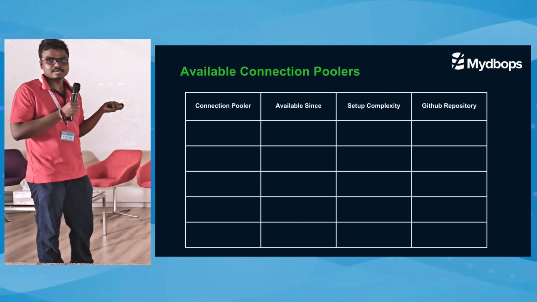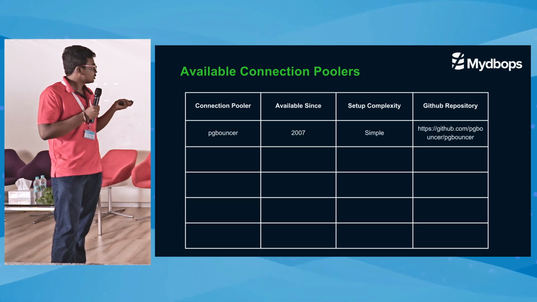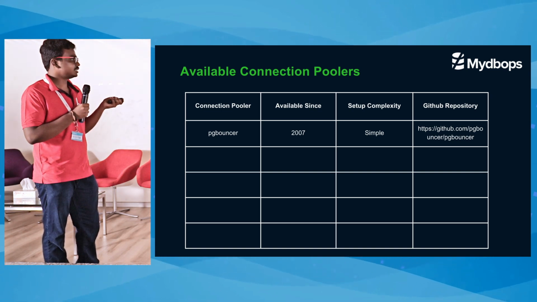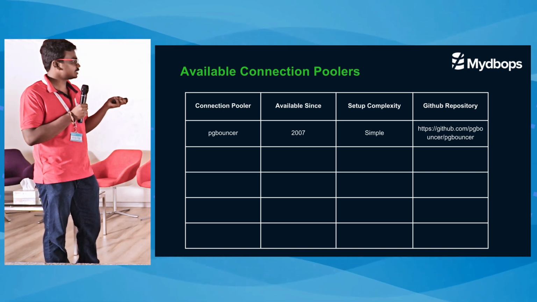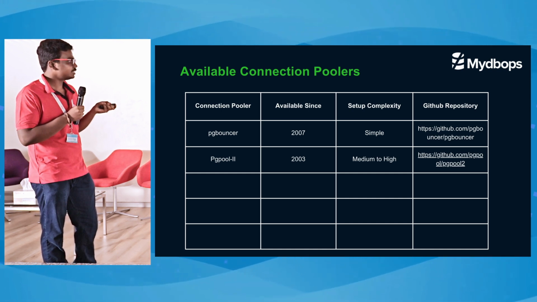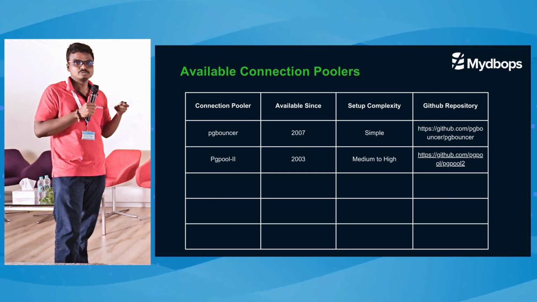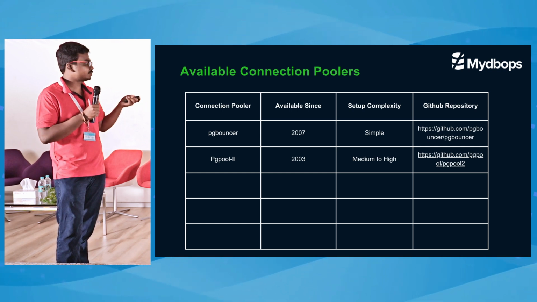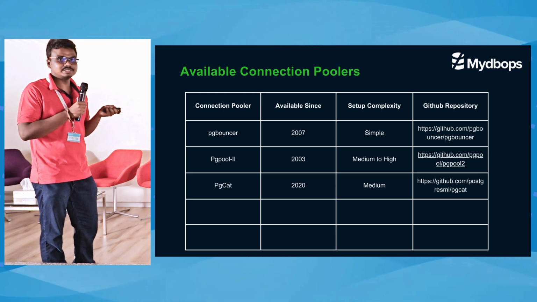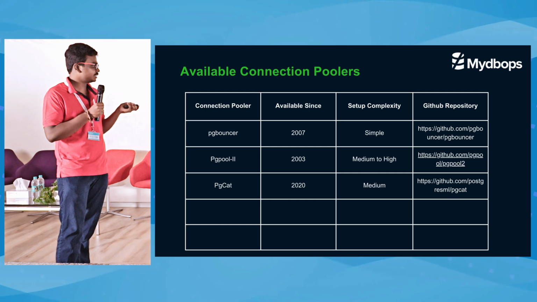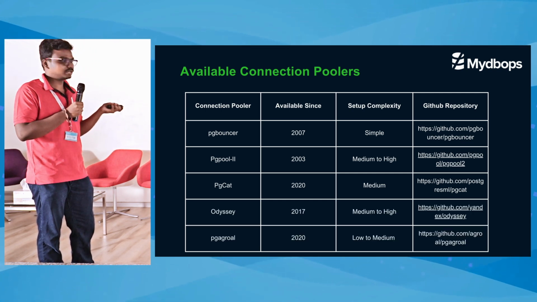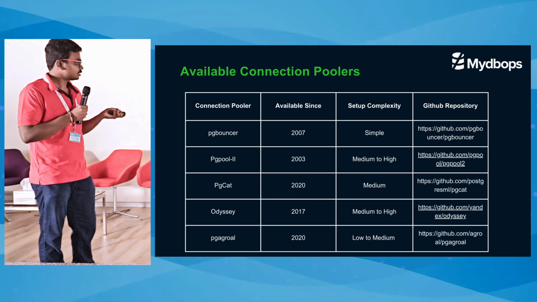Now let's see what other open source connection poolers we have. The first and very popular one is PgBouncer. It has been available since 2007, it is very simple to configure, and it is lightweight. The next one is Pgpool-II, which is available from 2003. Its complexity depends on the user, but it's a bit more complex when compared to PgBouncer. PgCat was developed recently, and Instacart recently published a benchmark which is really good. Odyssey and PgAgroal are also there. All are open source tools that anyone can use.